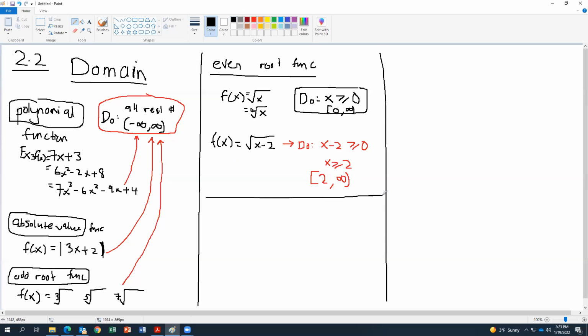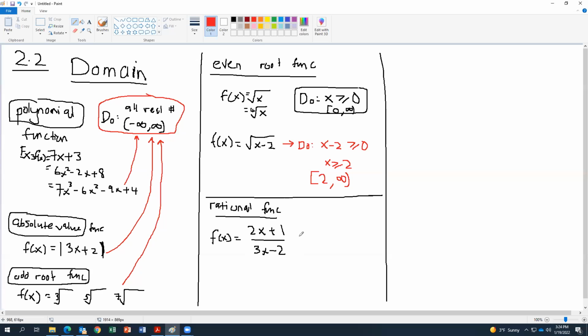Next, we have a rational function. So what is a rational function? A rational function is where you get polynomials over polynomials. For example, you will get 2x plus 1 over 3x minus 2. So this is what we call a rational function. Okay, a polynomial over a polynomial.